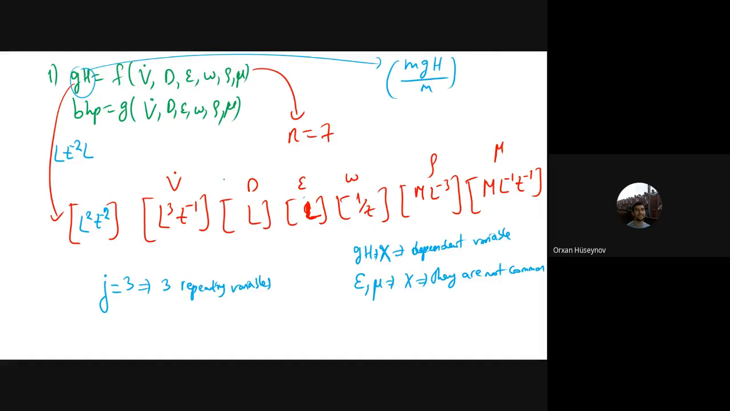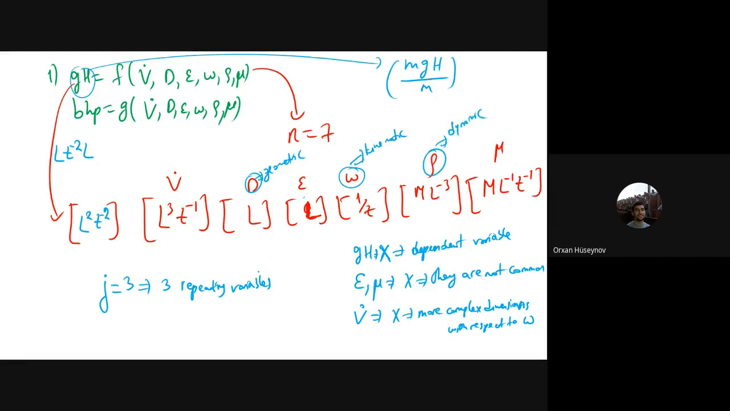What is left is V dot, D, omega, and rho. And V dot is more complex. You cannot select it, it has more complex dimensions with respect to omega. You can see that omega carries similar information that V dot carries. Therefore, omega is better. So I will select omega, which is the kinematic variable, and I select D, which is the geometric variable, and I select rho, which is the dynamic variable. So the repeating variables will be rho, omega, and D.